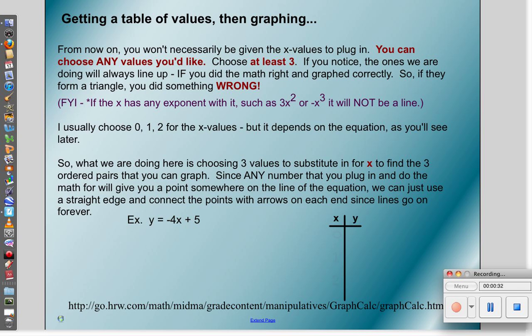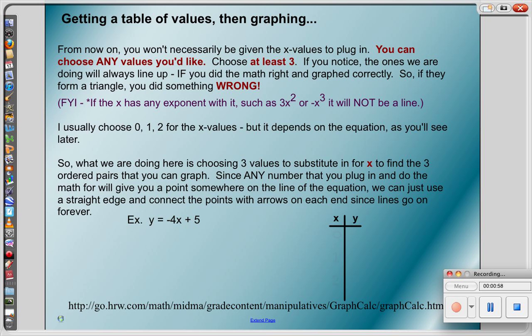So the basis of this chapter, I want you guys to be able to graph a line. And you should be able to do it pretty quickly. So from now on, you won't necessarily be given the x values to plug in. You can choose any values that you'd like, but you want to choose at least 3. So if you notice, the ones that we're doing, they're all going to line up. So all of the graphs that we do this chapter, they're all going to be lines.